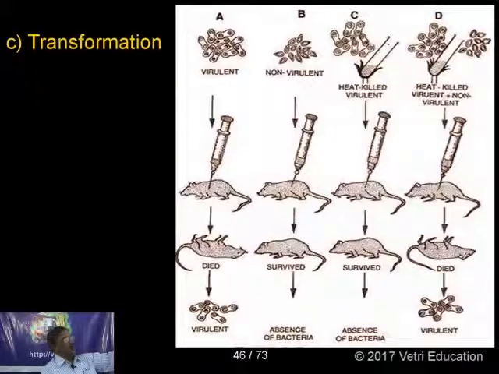Separately, non-virulent cannot give the disease, and heat killed cannot give the disease, but when they mix both, it gives the disease. So through the medium, the DNA passes from one cell to another cell, so the R type becomes S type and causes the disease and kills the mice. So this is the transfer of genetic material from one animal to another animal or one cell to another cell through the medium.